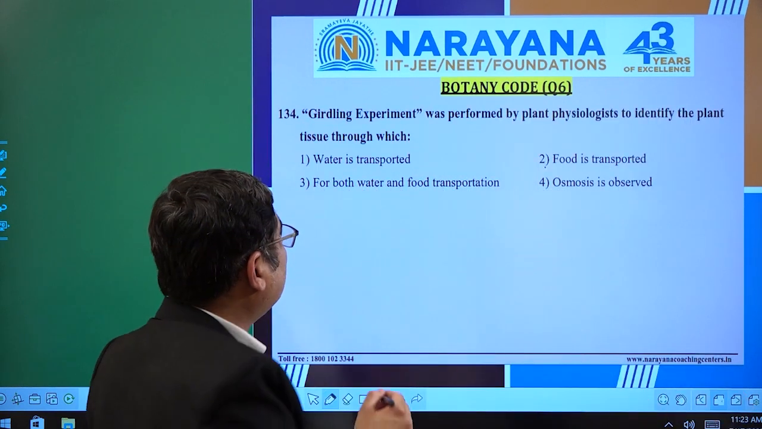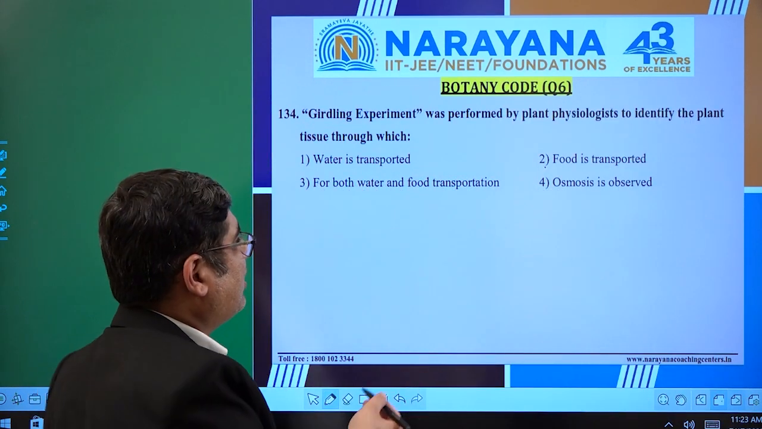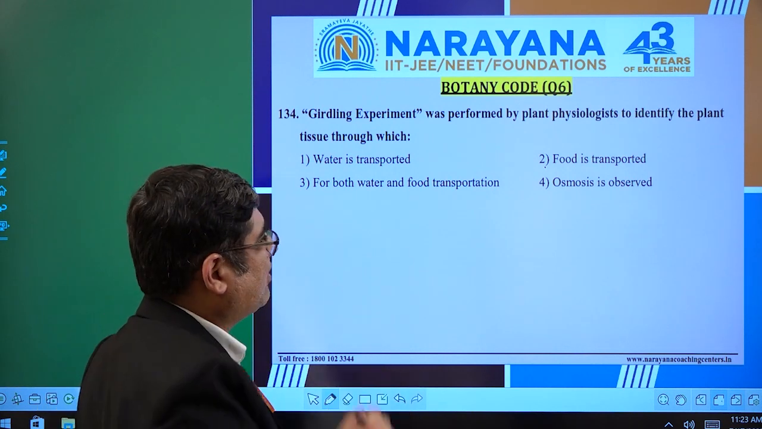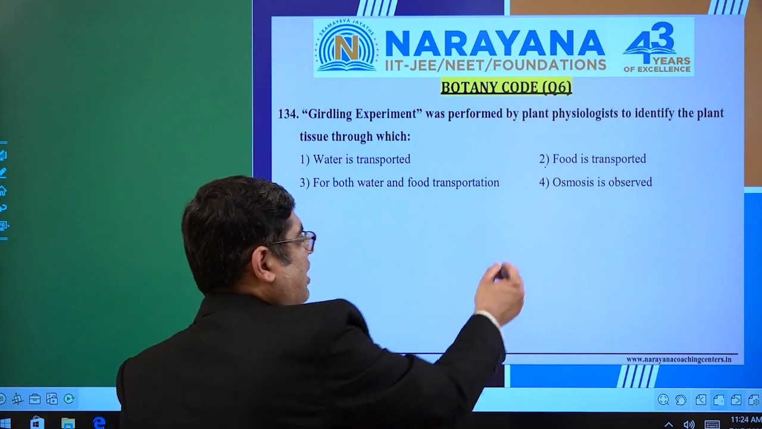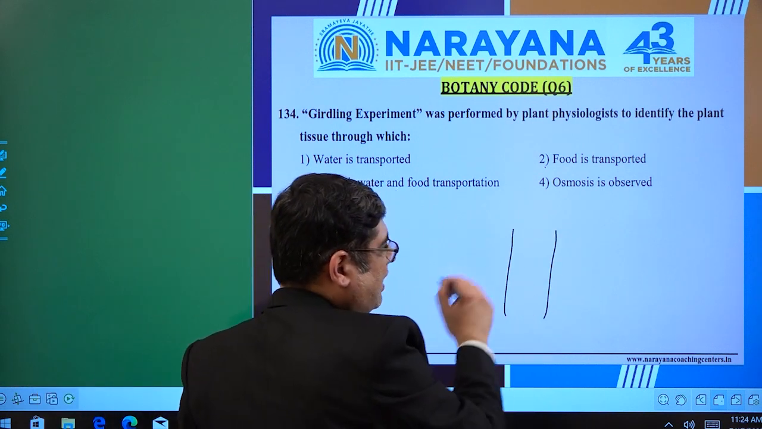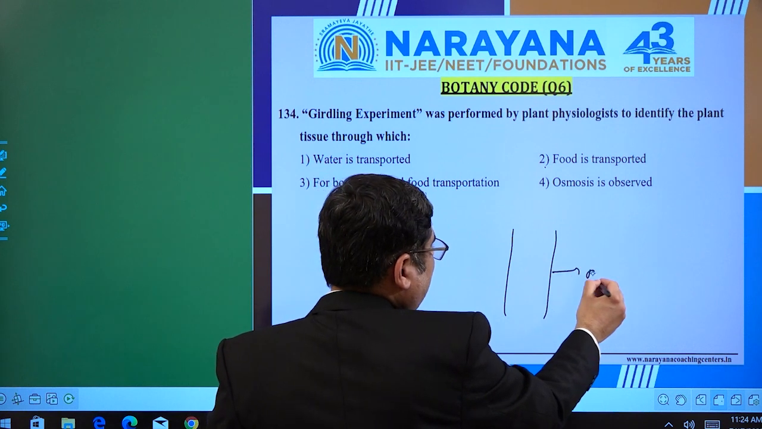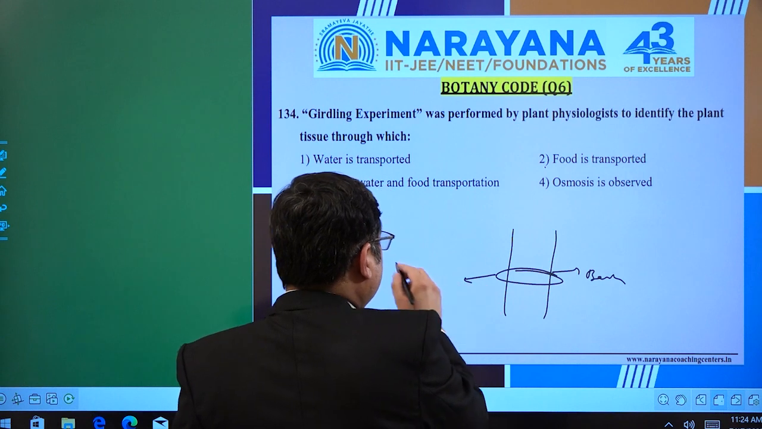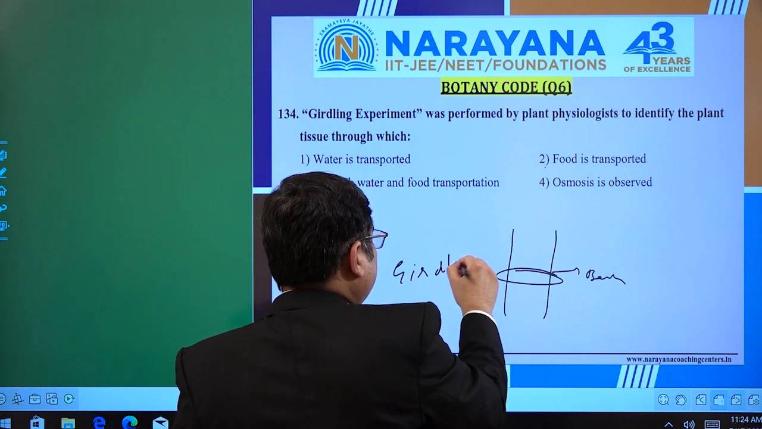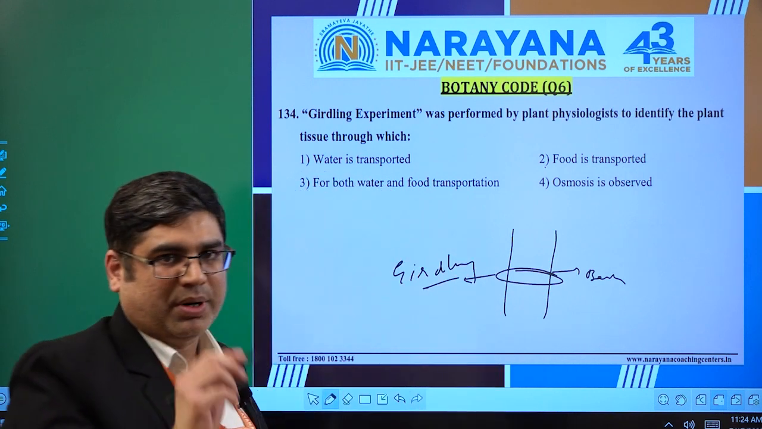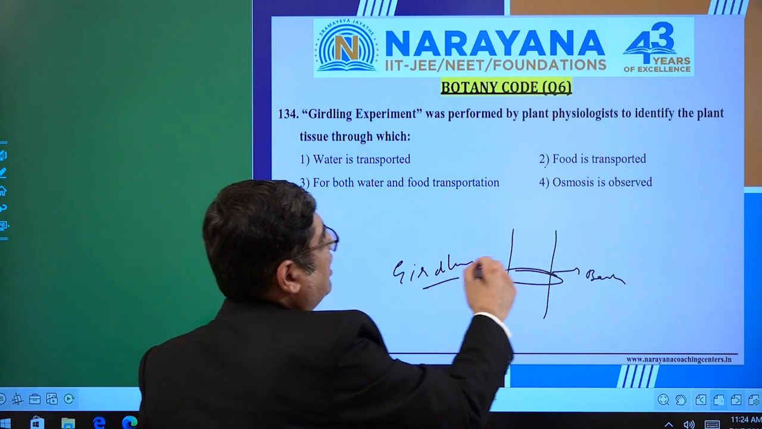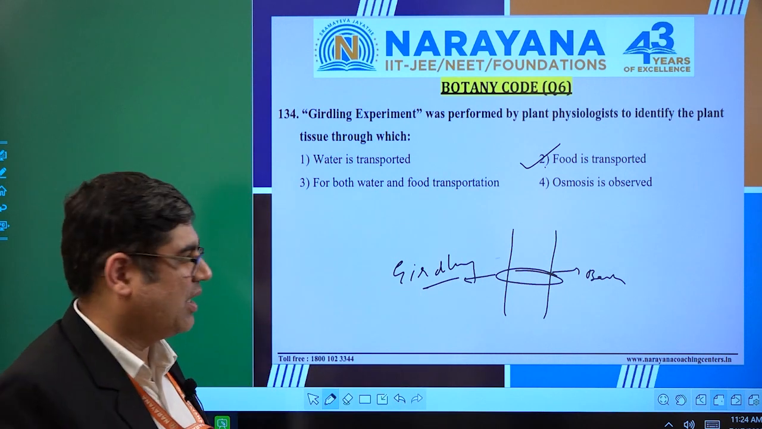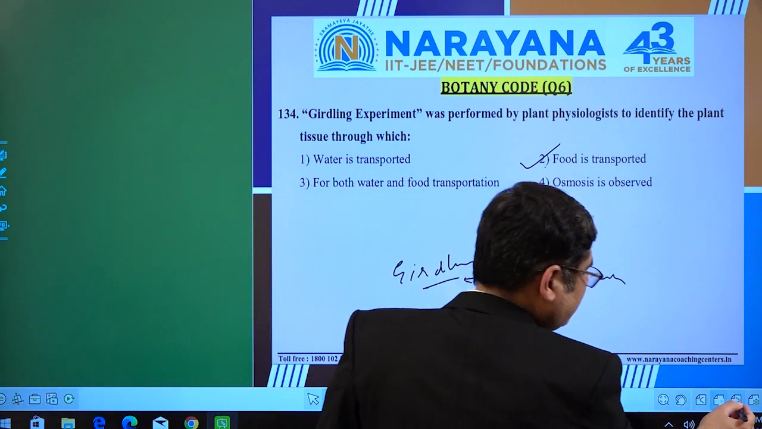Here, the girdling experiment is a very famous experiment in the chapter Transport in Plants, of class 11th standard. What is that? If a particular plant has bark outside, and at a certain place we remove that bark, that is called girdling. That simply means we are removing the phloem part. So this experiment was carried out to show how food is transported. So simply the second statement must be correct. Let's move on to the next.